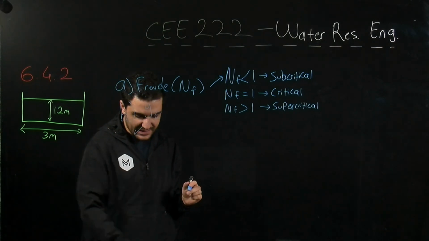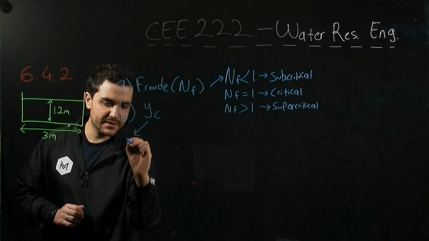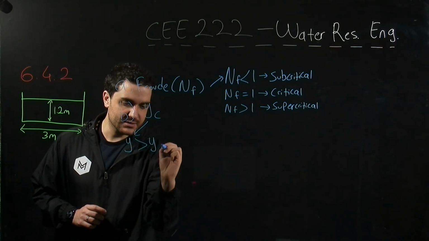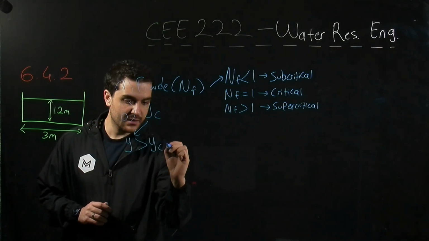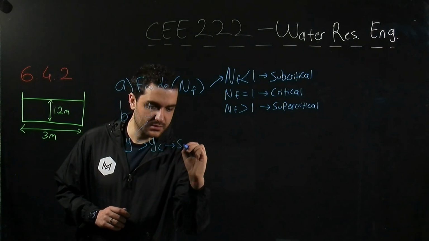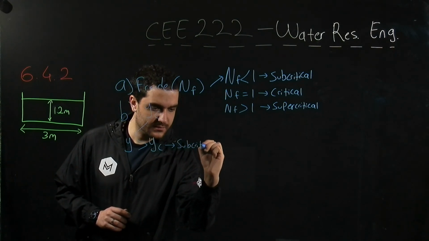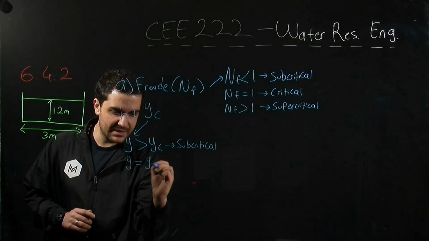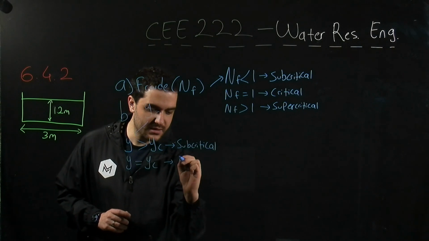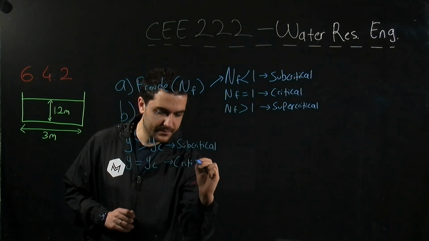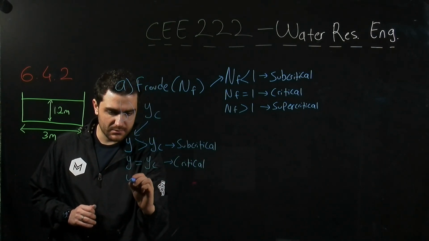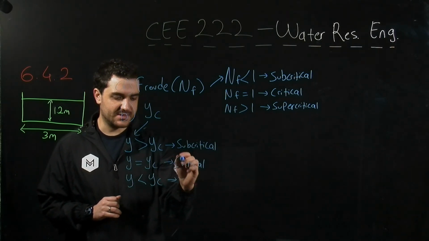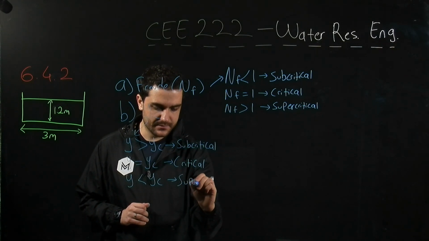For the critical depth, if y is higher than the critical depth, this means we have subcritical flow. If it is equal to the critical depth, of course the flow will be critical. But if it is lower than the critical depth, this means we have supercritical flow.